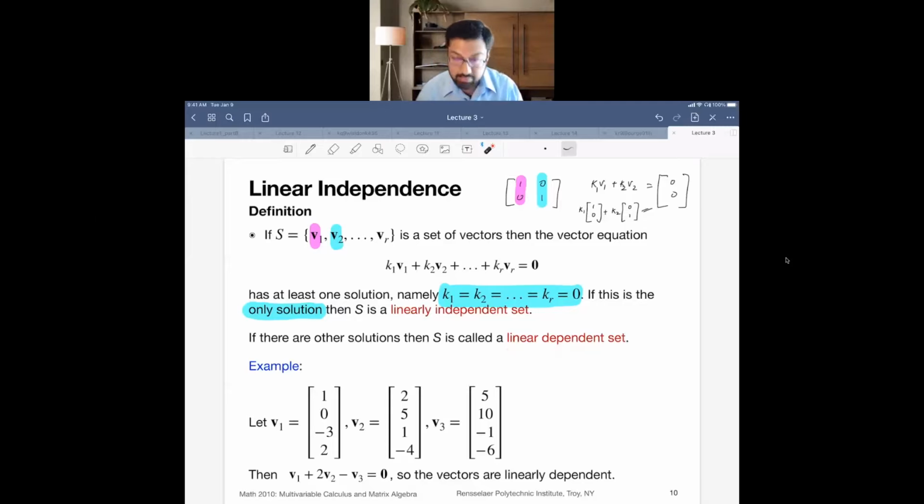Let's take a look at an example. Any questions so far? Is the background okay? How are we calling it linearly independent and linearly dependent?